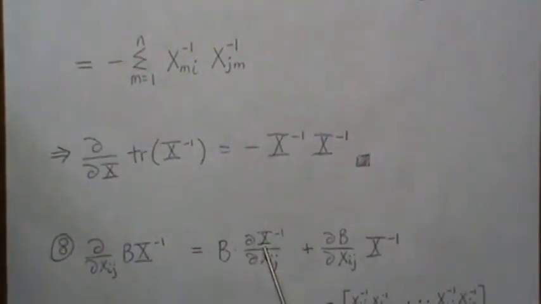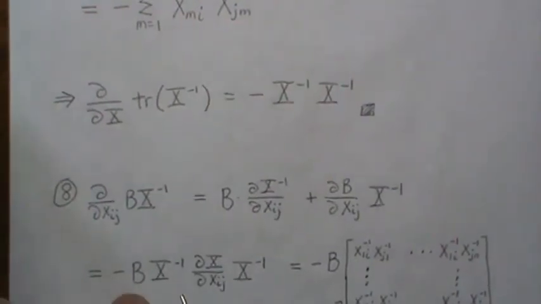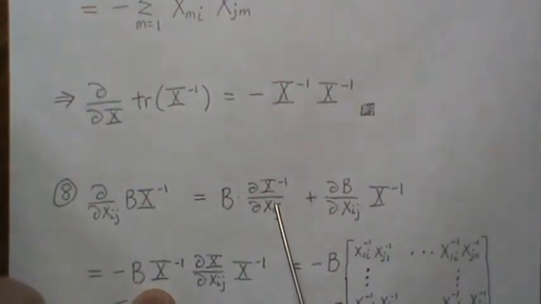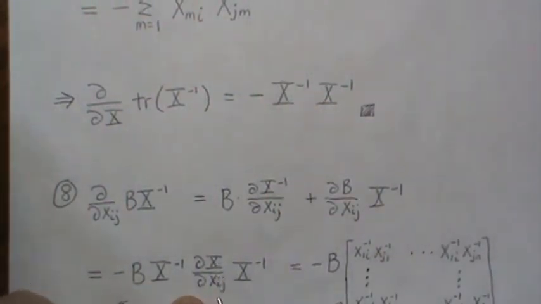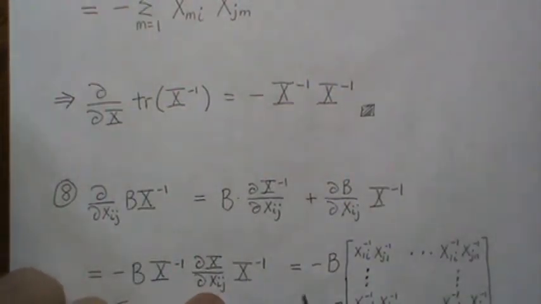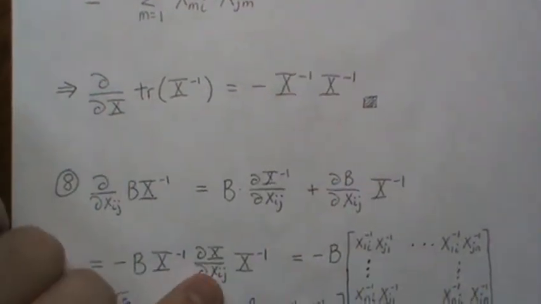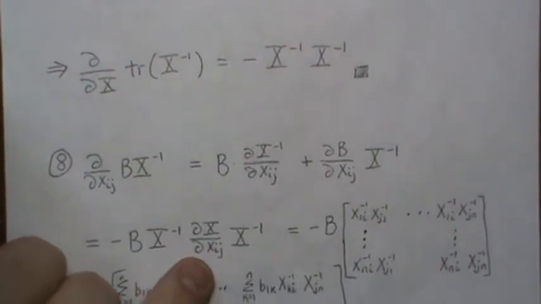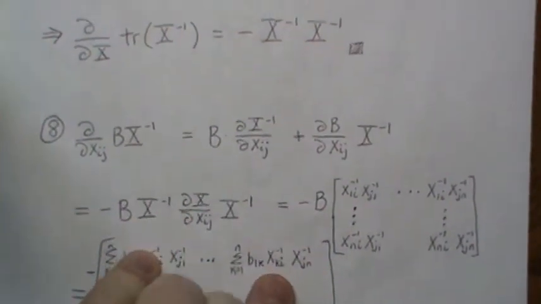Well, the partial of X inverse we learned was this. So it's minus B X inverse, and the partial of X with respect to xij, and the X inverse. So now this is where I couldn't really figure out a good scalar notation for this product or the ijth element, so I just multiplied it out. So ignore this bottom piece here.